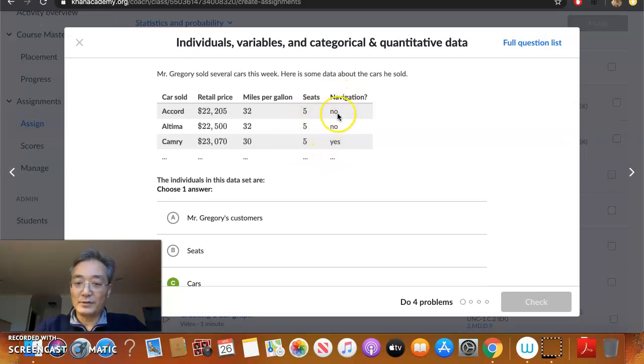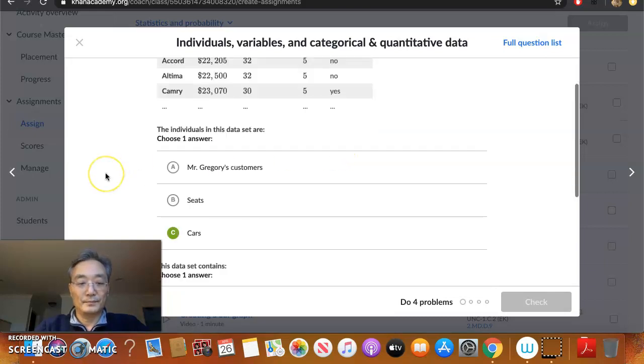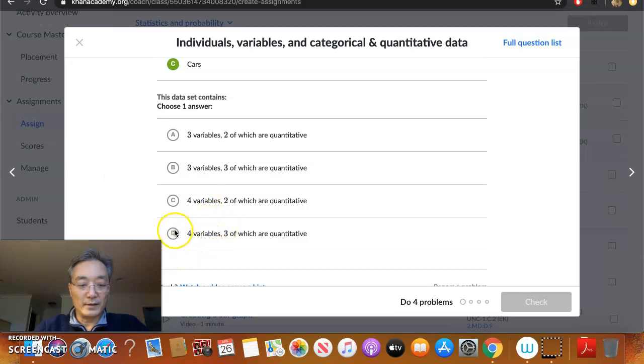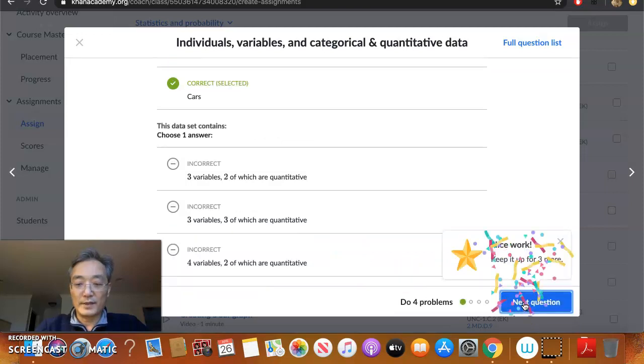Now here navigation, this is a yes or no question, so this would be considered non-quantitative. This would be qualitative. Does it or does it not have navigation? So there are four variables, and 3 of them are quantitative, and 1 is qualitative or categorical. So 4 variables and 3 would be quantitative, and that is correct. Okay, let's do another one.